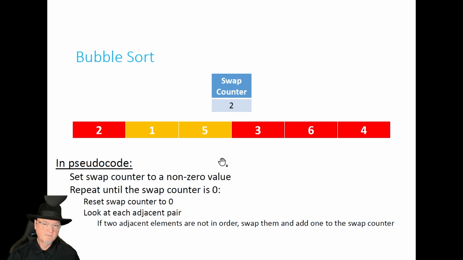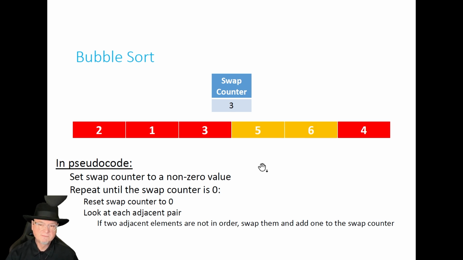What are we going to do now? Our swap counter is not at 0. We're going to slide our window to the next pair. We're going to compare their values. They're not in order. We're going to swap 5 and 3. We're going to increment the swap counter by 1 to 3. Boom.